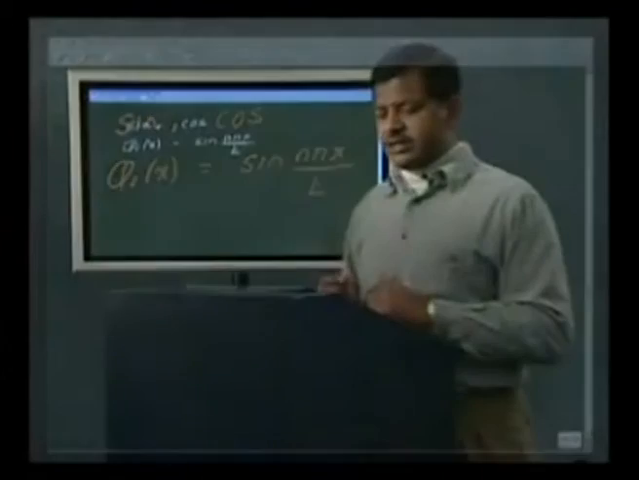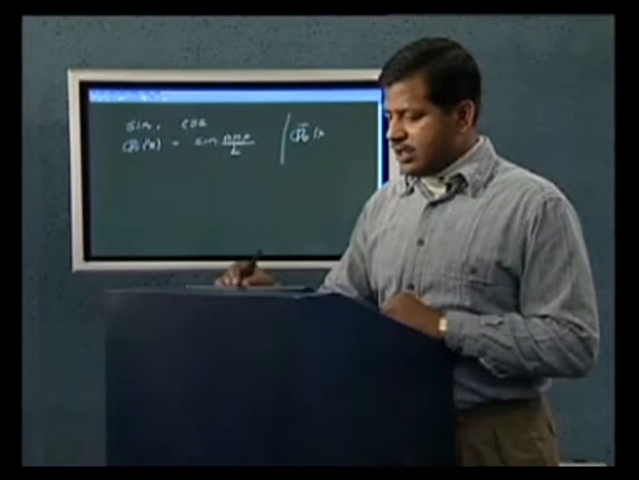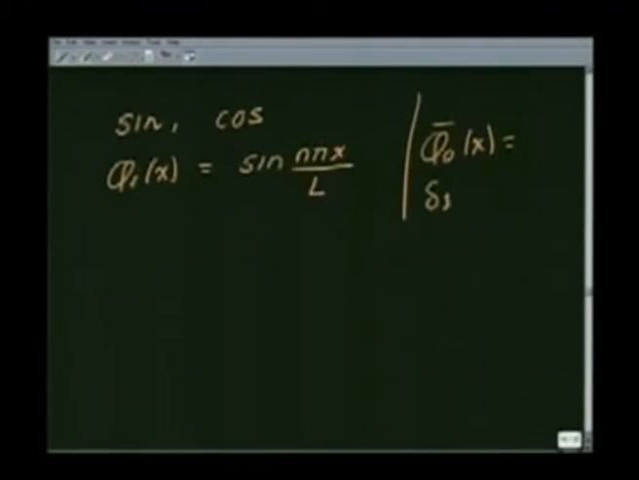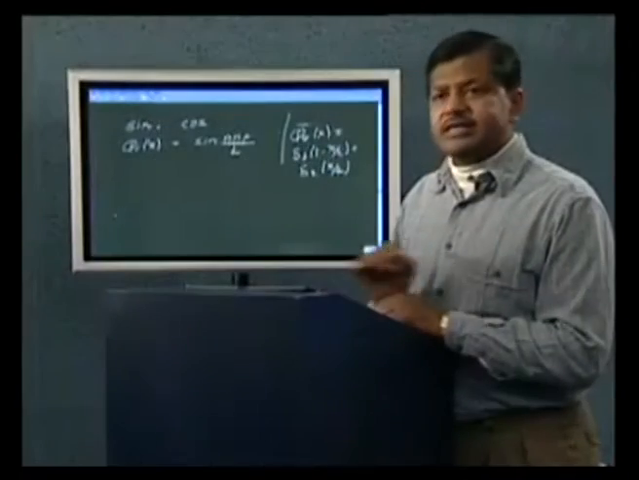Very easily we could have done this, though our phi 0 of x would have remained equal to delta 1 into 1 minus x by L plus delta 2 into x by L. But these phi i's for i equal to 1 to n, I could have chosen these, and in terms of these functions, which are trigonometric functions, we could have again obtained a series solution by following the same procedure.